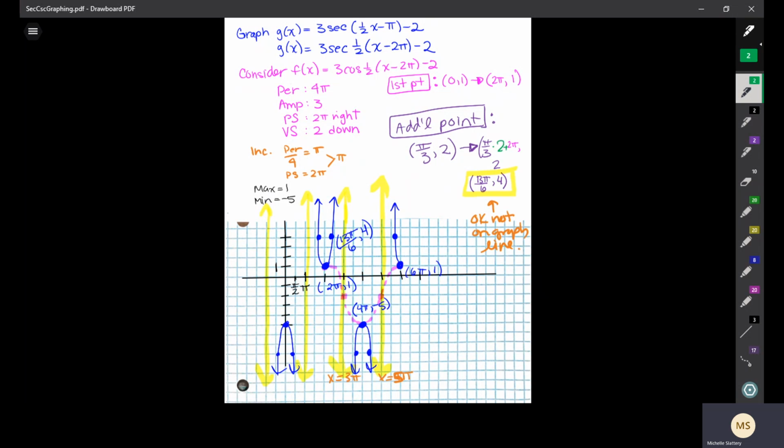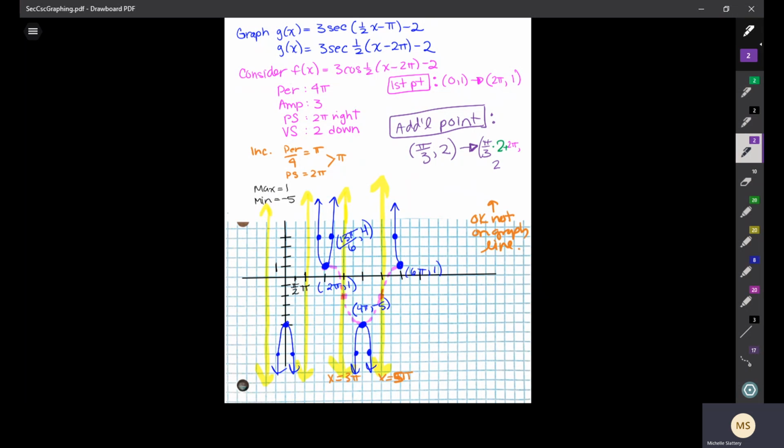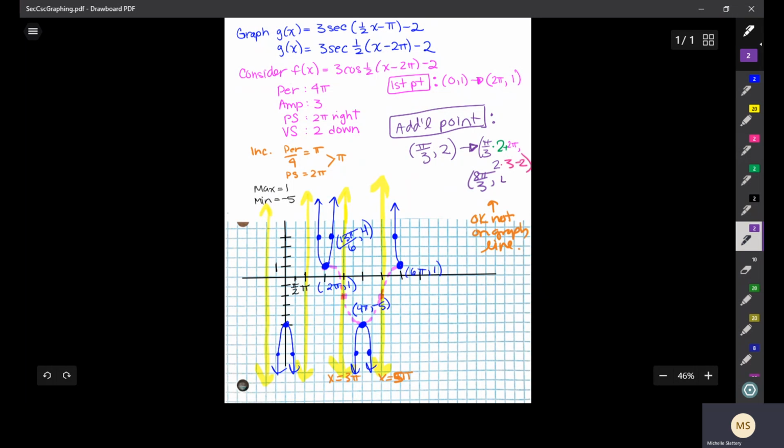And so that means that this x coordinate here, instead of 13 pi over 6, let me just erase that whole thing. My x coordinate there is going to be 2 times pi over 3, which is 2 pi over 3, plus 2 pi, which gives me 8 pi over 3. And my y coordinate, I forgot to write that down. My y coordinate, I'm doing 2, multiplying that by 3, and then subtracting 2. So 3 times 2 is 6, minus 2 gives me 4.